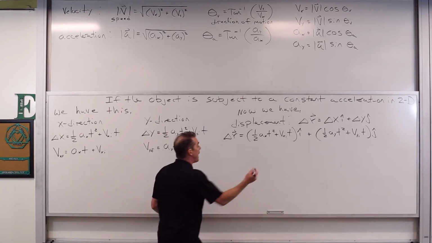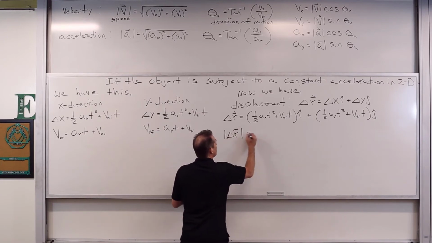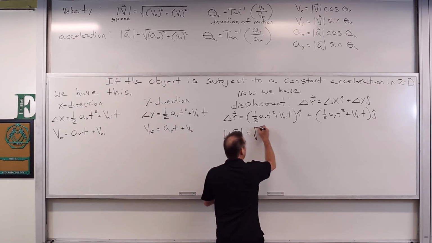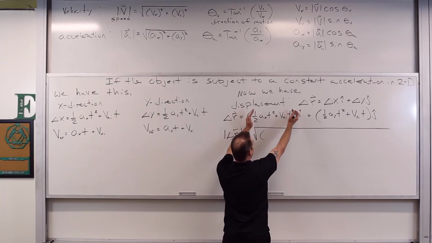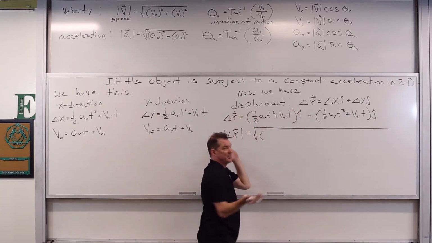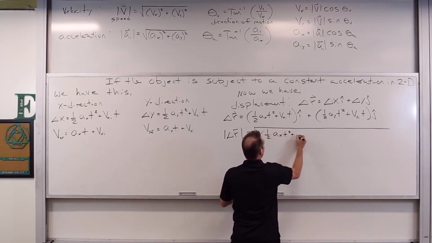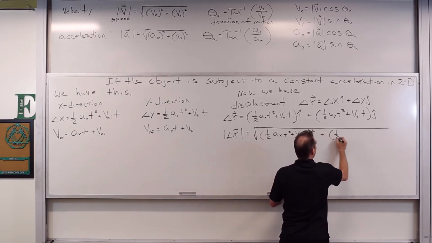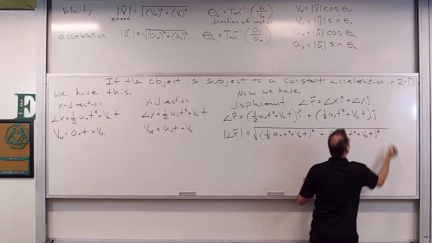If we want to know what the total magnitude and direction are, well, the magnitude of the displacement is the square root of the sum of the squares of the x and y components. That expands out to be something that looks pretty big. But remember, when this is quantified at some specific moment in time, it's just a number. This is just in general here. We'd have 1/2 ax t squared plus v xi times t, quantity squared, plus 1/2 ay t squared plus v yi times t, quantity squared.